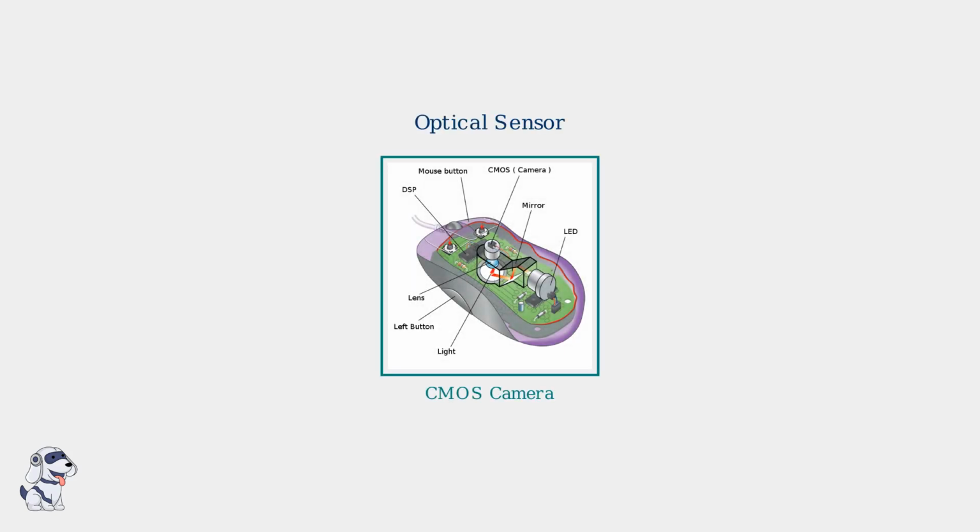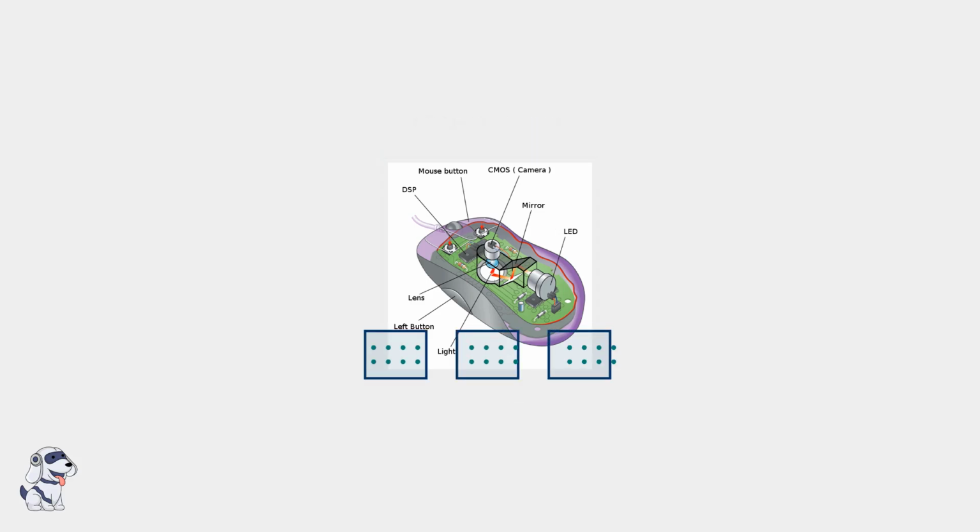As the mouse moves, the optical sensor detects changes in the captured images. The CMOS camera takes rapid snapshots of the surface beneath the mouse. These images show slight differences as the mouse moves across the surface. Surface textures and imperfections create unique patterns that change with each frame. Sophisticated image processing algorithms analyze these changes to determine the direction and speed of the mouse's movement.